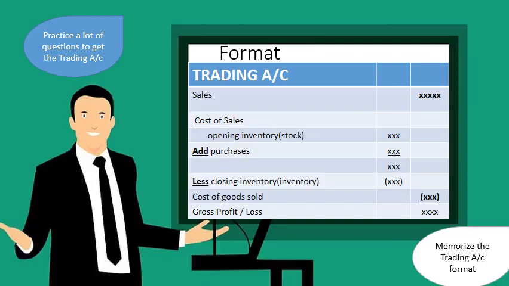So you say opening inventory, add purchases. When you get the total of those two, you say less closing inventory. Then you get a figure that we call cost of goods sold. This figure, which is called cost of goods sold, is then transferred to the credit side, right? So this cost of goods sold can also be called cost of sales. Why? Because goods sold are called sales. So we're saying cost of sales, cost of goods sold, it's one and the same thing.